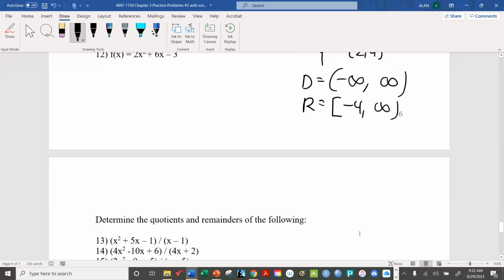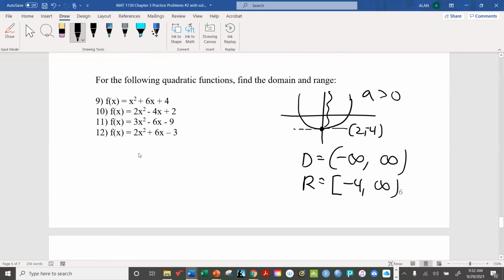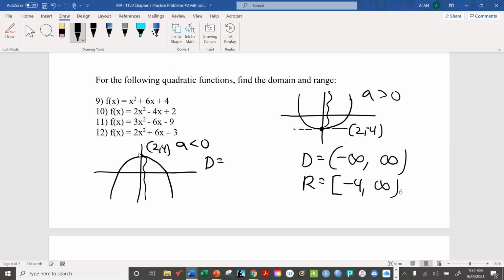If A is negative, let's move that over here. Let's say it's something like this. Here's our vertex, and let's say this is 2 positive 4. Now y can only be 4 down to negative infinity. So the domain is still all real numbers, and the range is negative infinity up to 4. All right, so we have to keep that in mind when we analyze these.